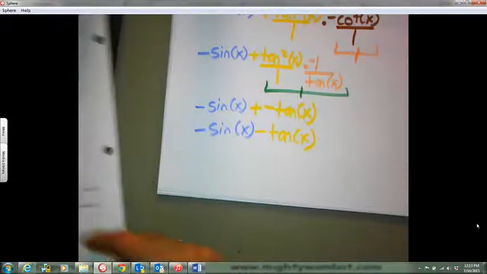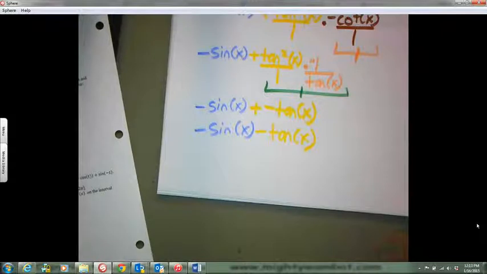So let's push into the Pythagorean identities. So this is something new. So Pythagorean identities.